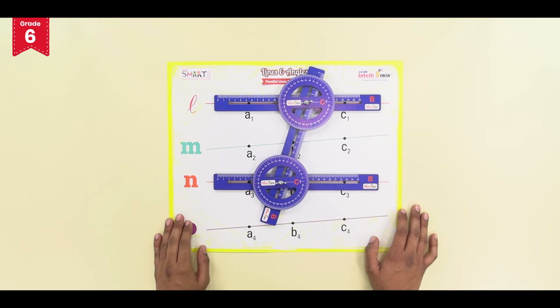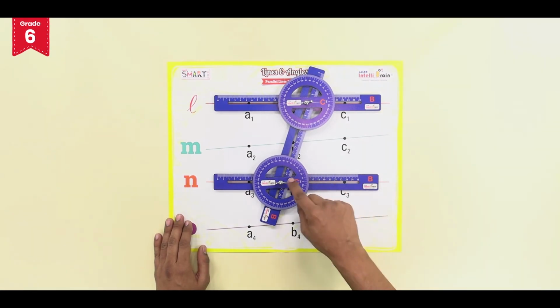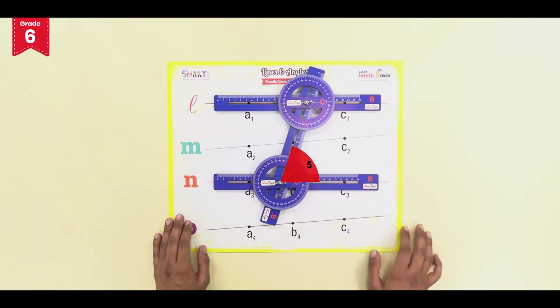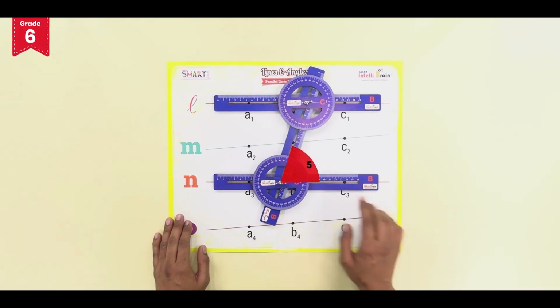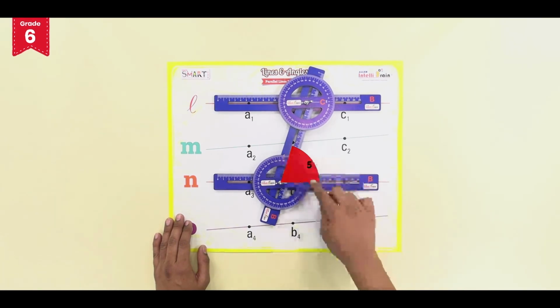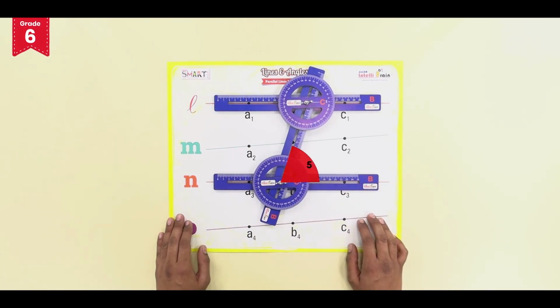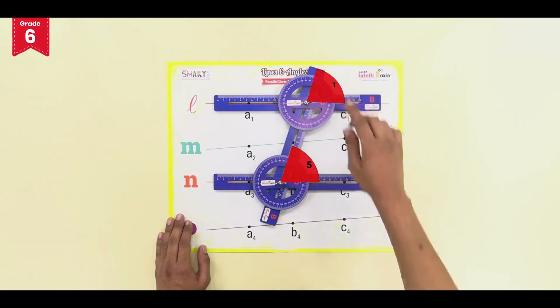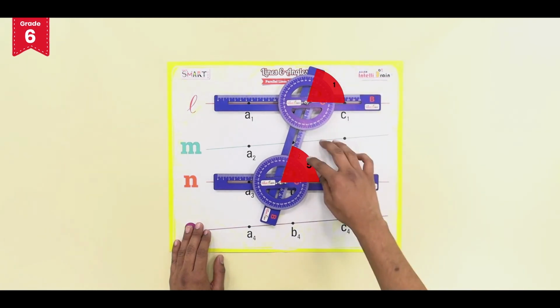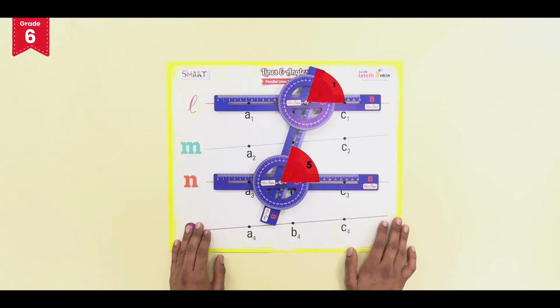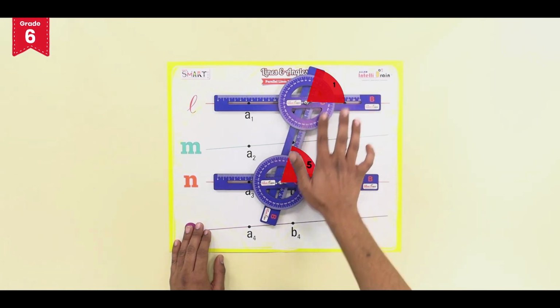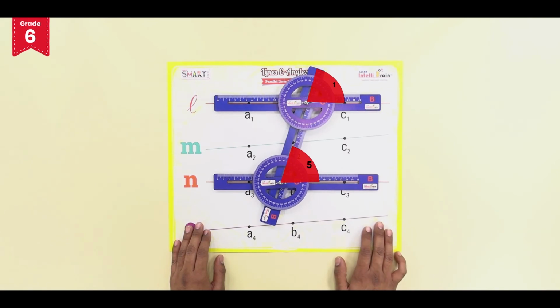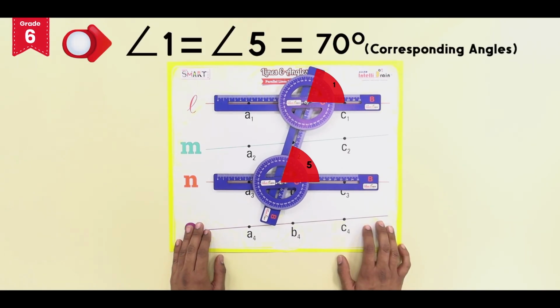Now let us measure the angle 5. We can see that the measure of angle 5 is equal to 70 minus 0. That means 70 degrees. The measure of angle 5 is equal to the measure of angle 1. Angle 1 and angle 5 are called corresponding angles. The angles which lie on the same side of the transversal are called corresponding angles.